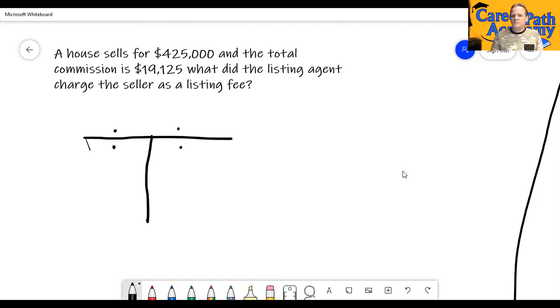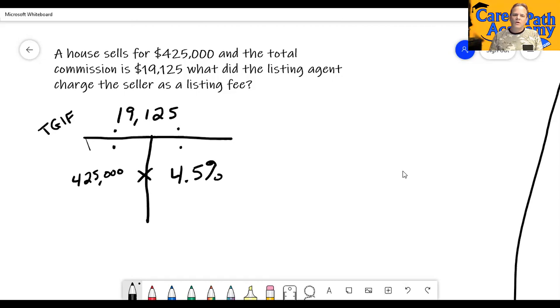Well, how do we figure this out? What are the numbers that we fill in here? So the divided value, 19,125, goes here. And the large number, 425,000, goes here. So this TGIF, top number goes in first, right? So 19,125 divided by 425,000 gives you, somebody said it before, 4.5%, or 0.045. Okay, you guys know how to turn this 4.5% into a decimal? Take the decimal point and move it 2 spaces to the left. So it'd be 0.045. Same thing as 4.5%.